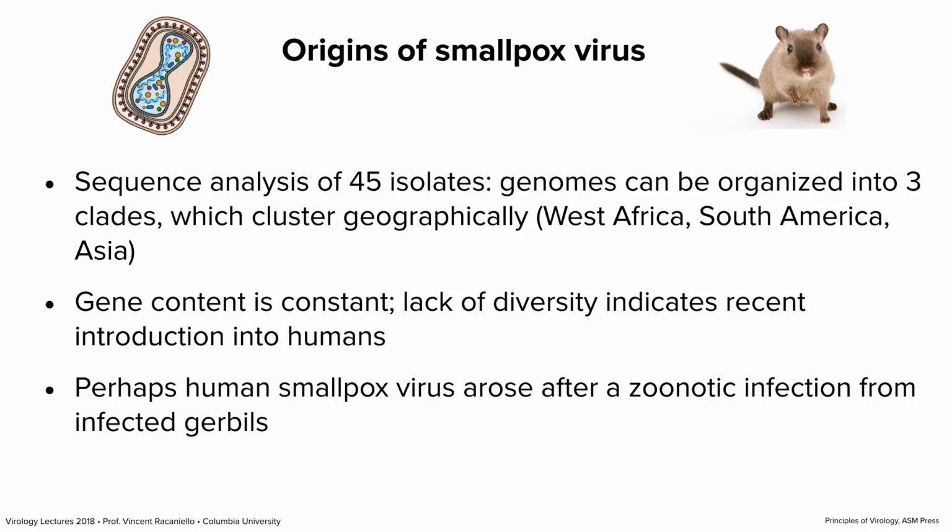Here's smallpox. Sequence analysis of various isolates suggest recent introduction into humans. A close ancestor of smallpox is a virus that infects gerbils. And so maybe Homo sapiens acquired infection from gerbils at some point that remained in the human population and became the smallpox that we know.